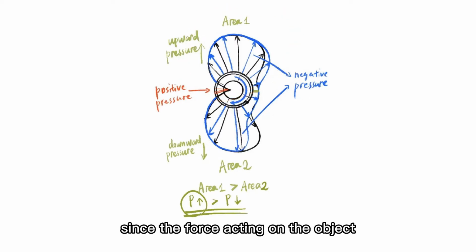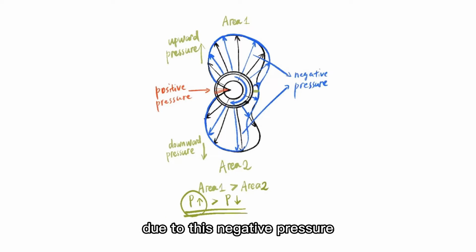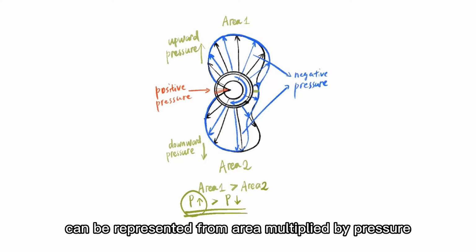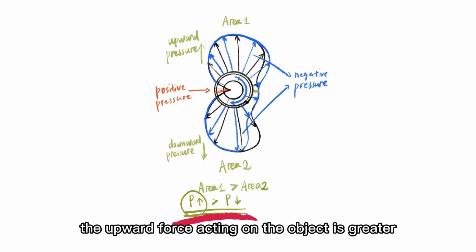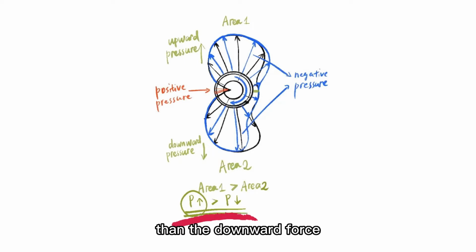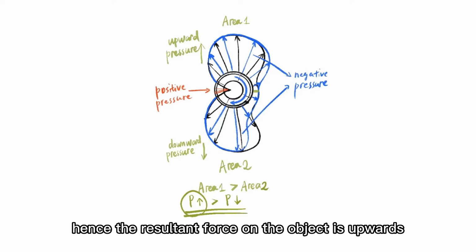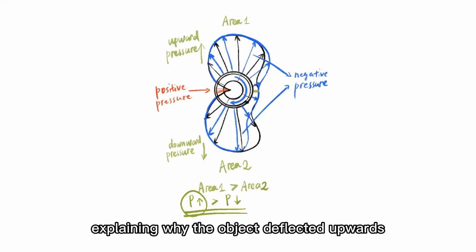Since the force acting on the object due to this negative pressure can be represented by area multiplied by pressure, the upward force acting on the object is greater than the downward force, creating a lift. Hence, the resultant force on the object is upwards, explaining why the object deflected upwards.